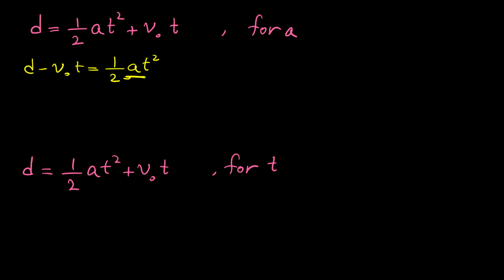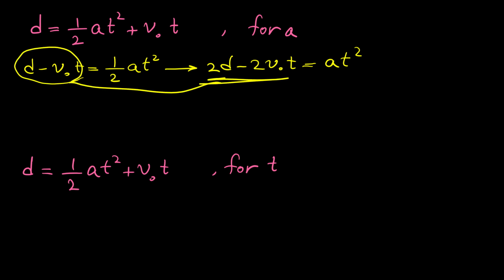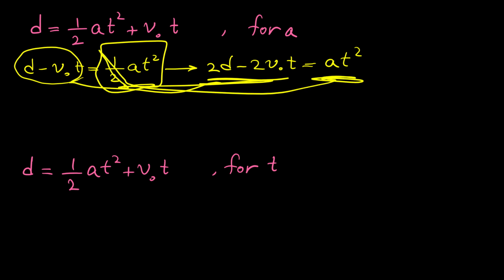The unknown is here, but this is a coefficient for the unknown, and this is also a coefficient. How can we get rid of 1/2? Simply by multiplying both sides by 2. So we multiply both sides by 2. If we multiply both sides by 2, then we have 2d minus 2 v0 t is equal to a t to the 2. So we multiply everything here by 2, and we multiply this also by 2. But 2 with 1/2 cancel, and we have this.